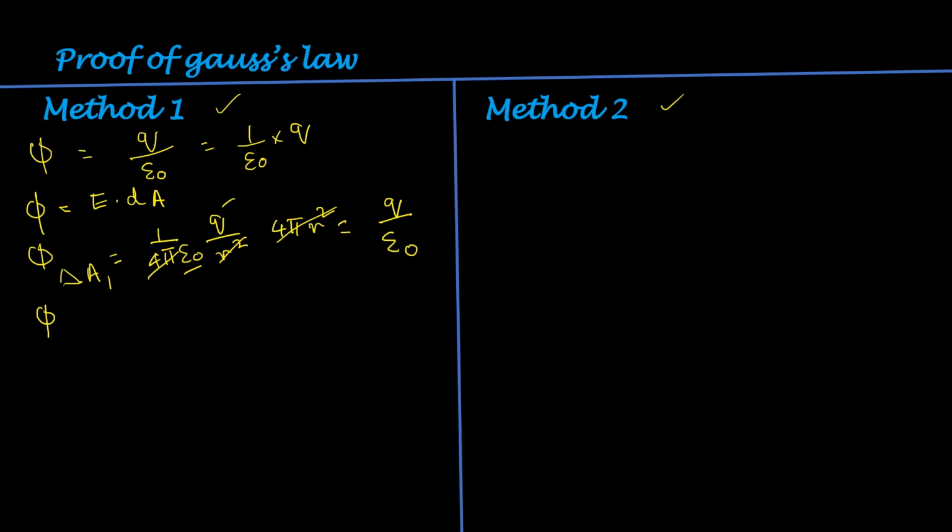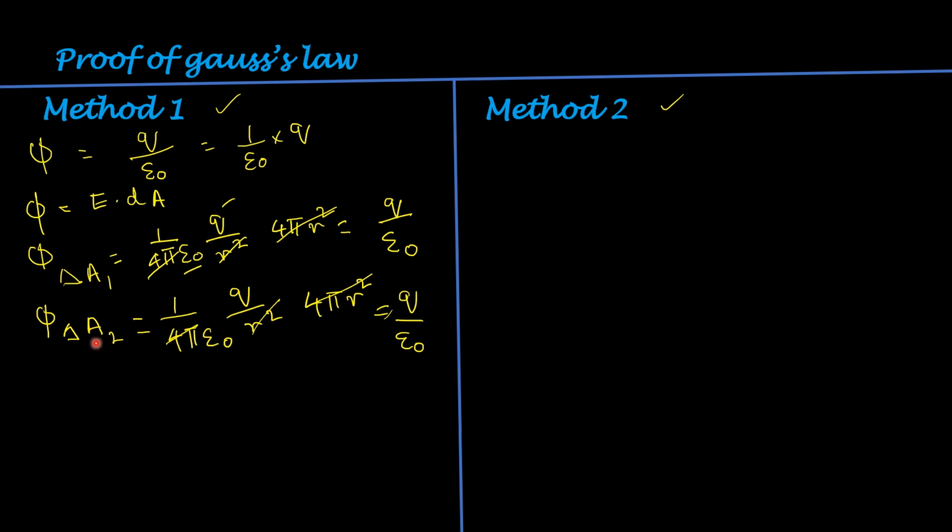Let us try the next one. That is delta A2. Phi delta A2 is equal to the same thing, 1 by 4 pi epsilon naught Q by R square into 4 pi R square. This 4 pi R square is the area of the area element A2, A1, A3, AN, etc. 4 pi R square get cancelled. What remains is again only Q by epsilon naught. You get the same expression.